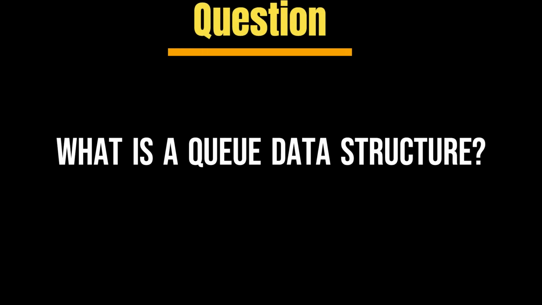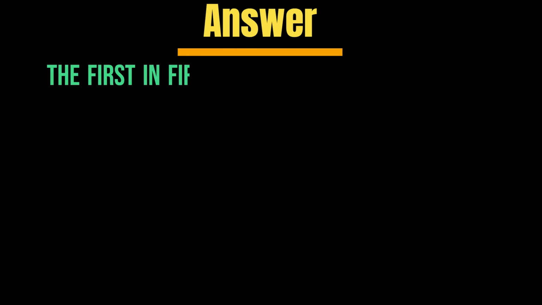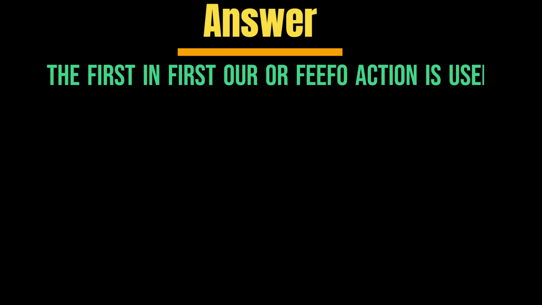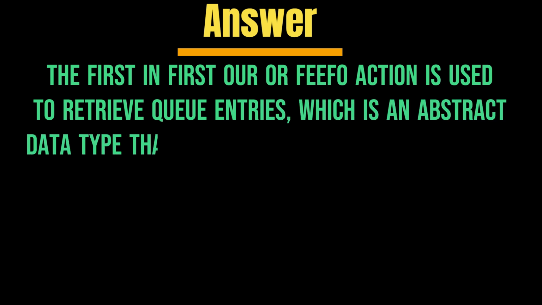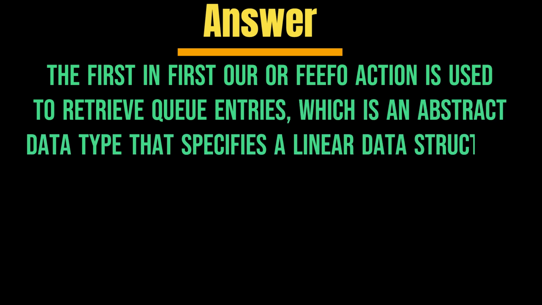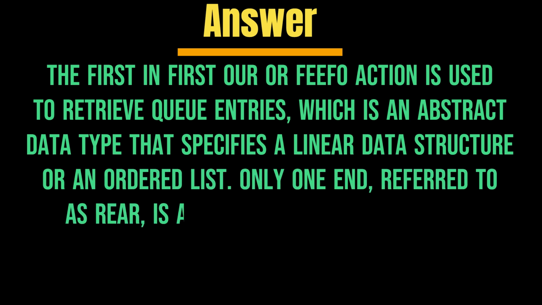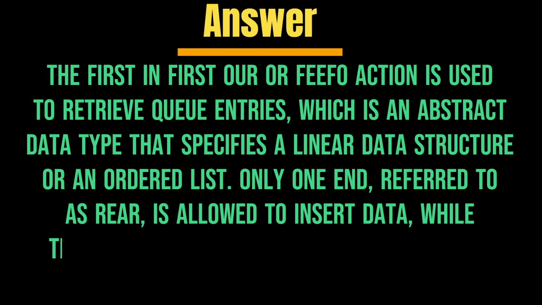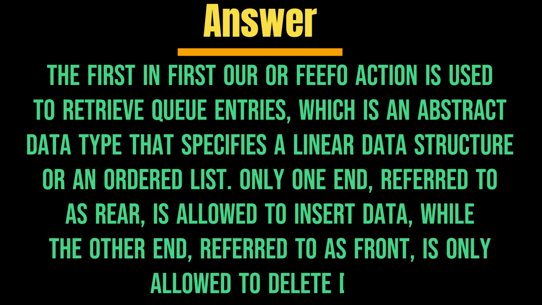What is a queue data structure? Answer. The first-in first-out or FIFO action is used to retrieve queue entries, which is an abstract data type that specifies a linear data structure or an ordered list. Only one end, referred to as rear, is allowed to insert data, while the other end, referred to as front, is only allowed to delete data.